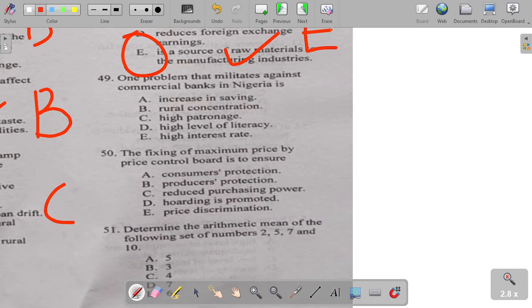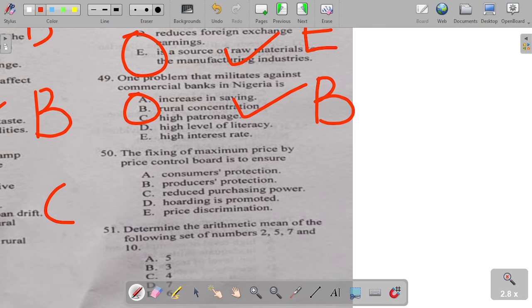49. The one problem that militates against commercial banks in Nigeria is increase in savings, no. Rural concentration, of course. Only the commercial banks are in cities. So the answer is B.